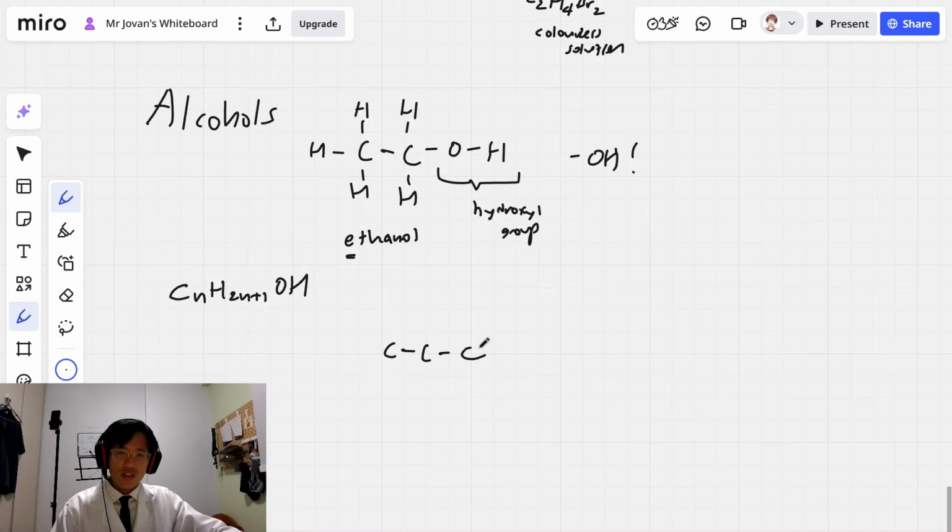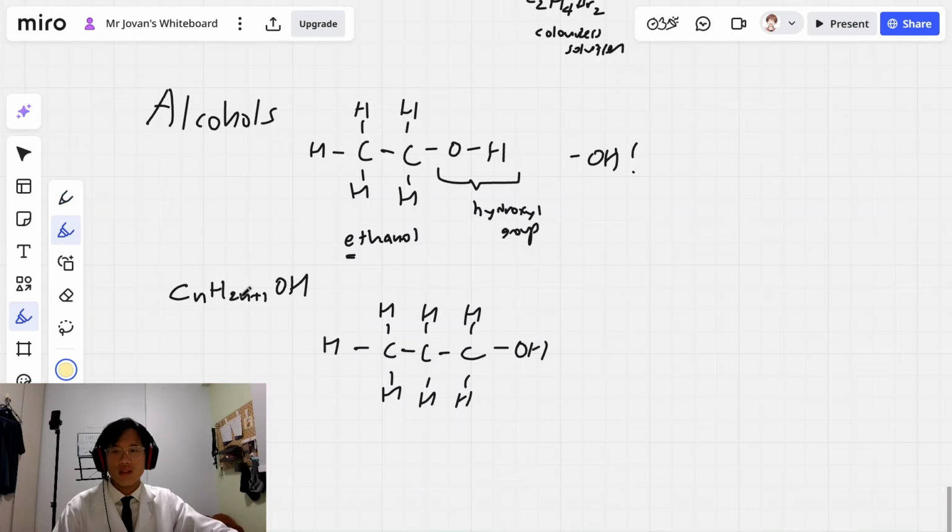Let's use three carbons as an example. n, 2n. Every time, remember, 2n means up, down. Up, down. Plus 1. I'll add the plus 1 to the side. OH. I'll add it to the side. Very easy. I got it already. Simple. Now let's try another one.